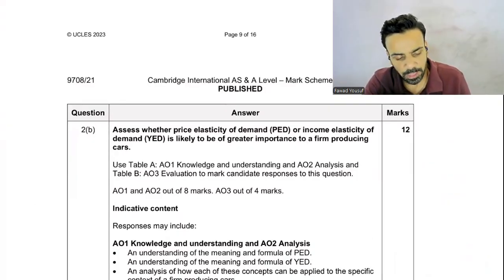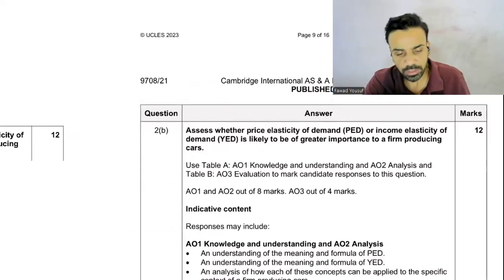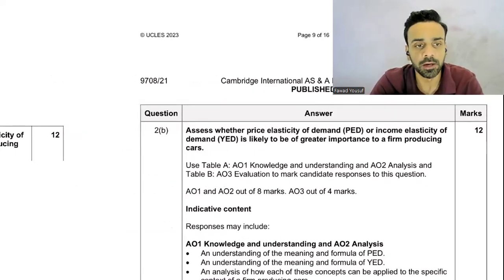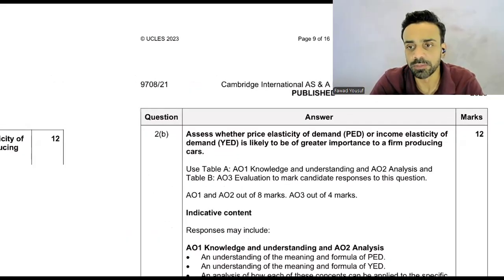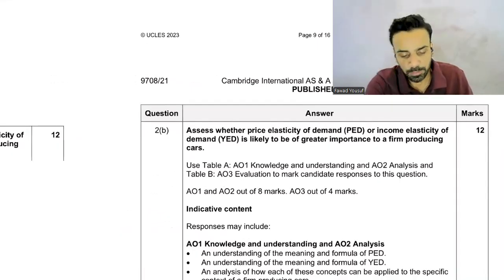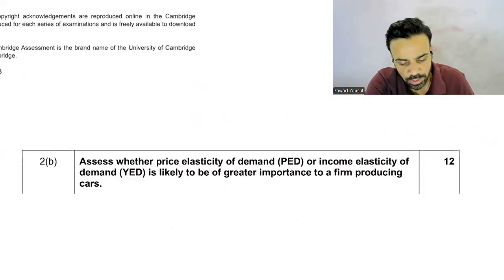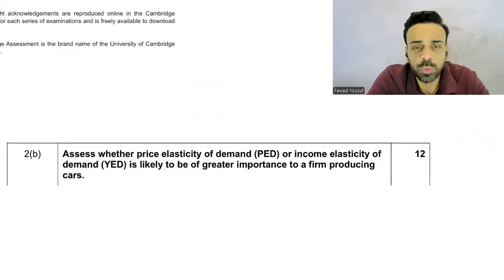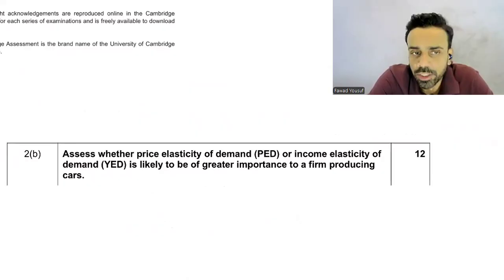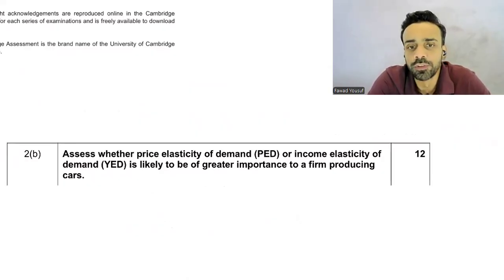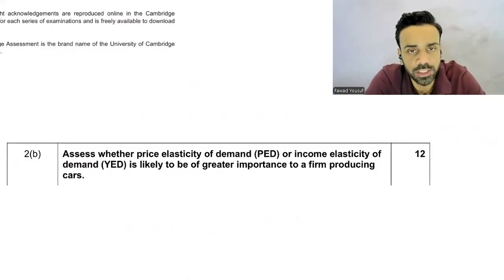So what I'll do is I will walk you through its marking scheme, and then I'll tell you कि हमारे वेरिएंट के हिसाब से इसकी असल के अंदर क्या होनी चाहिए थी. ओके, पहले तो क्वेश्चन देख लो दोबारा एक दफा फिर से. ओके, द क्वेश्चन इज assess whether PED or income elasticity of demand is likely to be of greater importance to a firm producing cars. Please cars का रेफरेंस जरूर दिया करो अपने आंसर में.